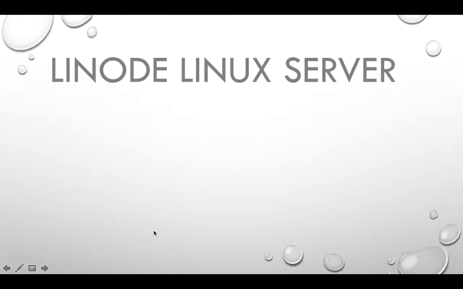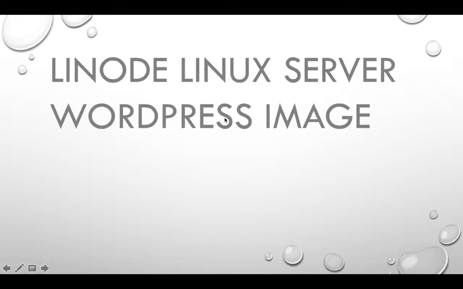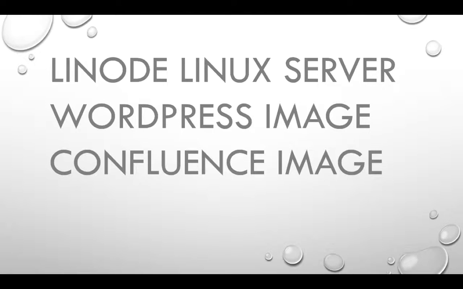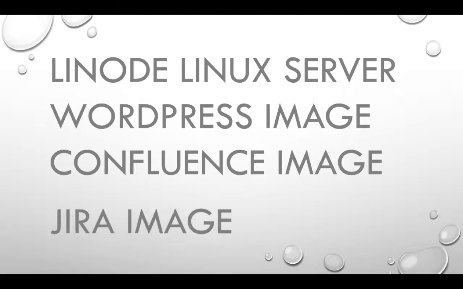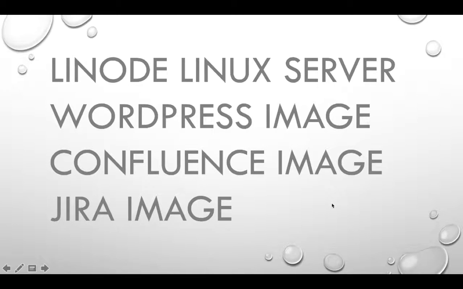So in this video I will show you first how to set up a Linux server from Linode. After that we will install WordPress with Docker Compose and set up a nice web page. Then we will install Confluence for all the documentation and Jira for project management.